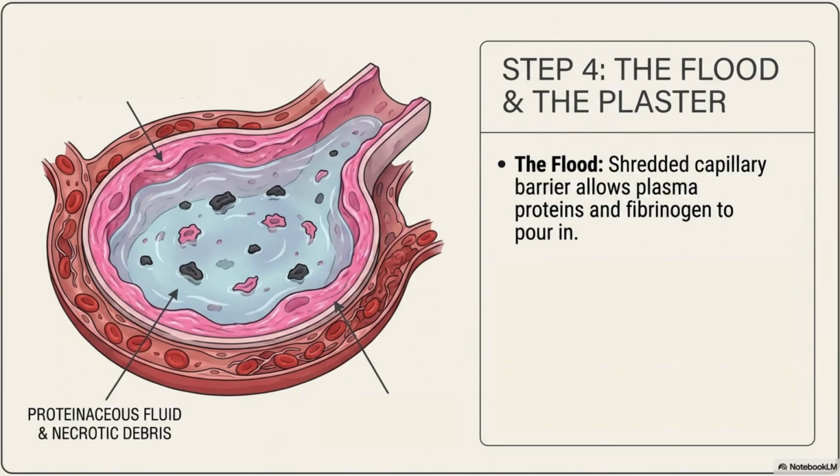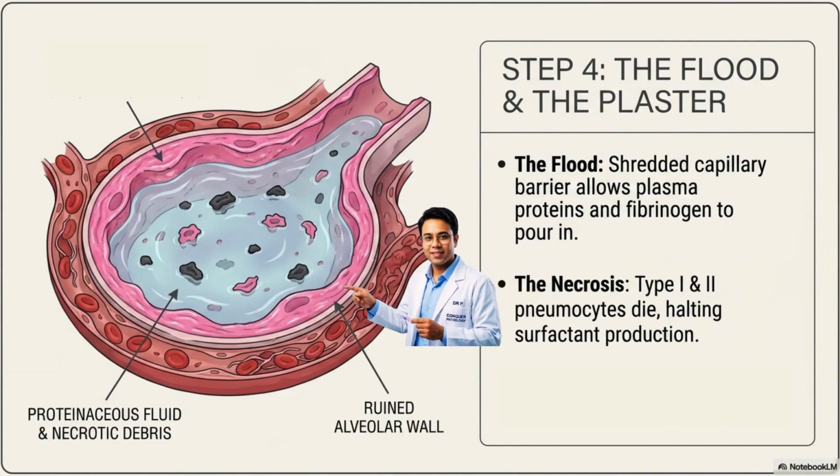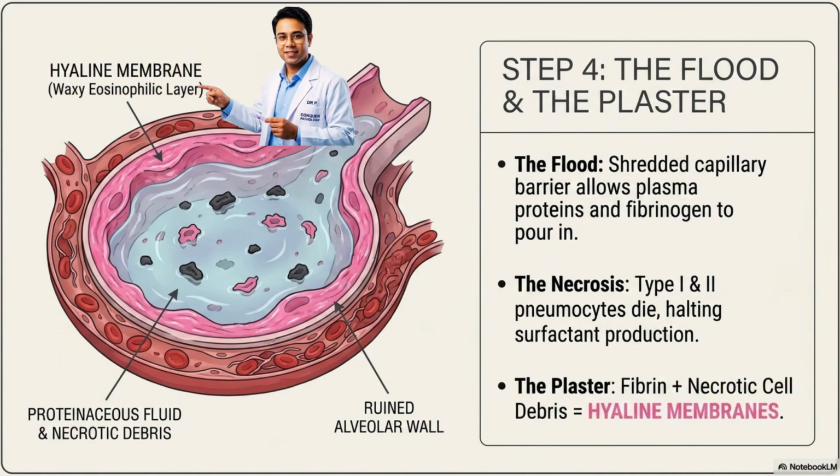The flood occurs because the shredded capillary barrier allows plasma proteins and fibrinogen to pour into the airspace. Simultaneously, we get necrosis. Those type 1 and type 2 pneumocytes die, completely halting surfactant production. Finally, the plaster forms. The leaked fibrin mixes with necrotic cell debris to create the hallmark of DAD, hyaline membranes. This waxy eosinophilic layer coats the ruined alveolar wall.